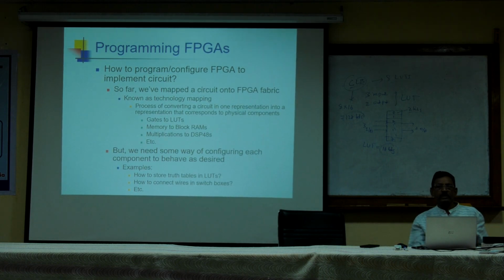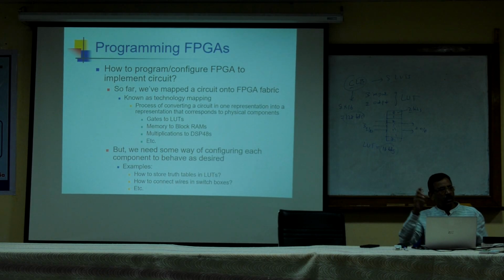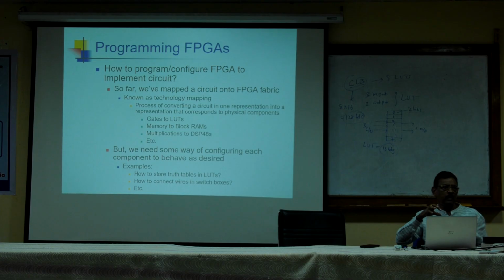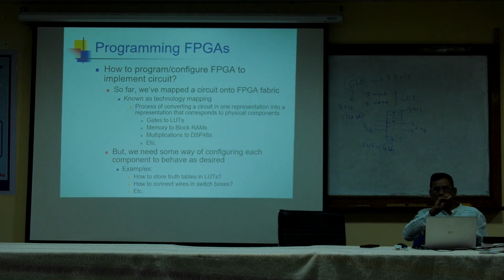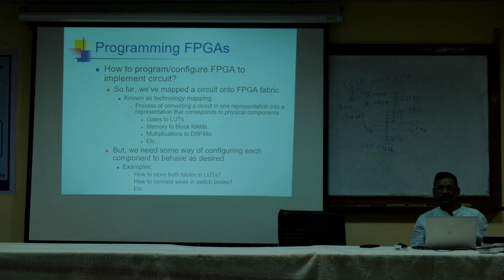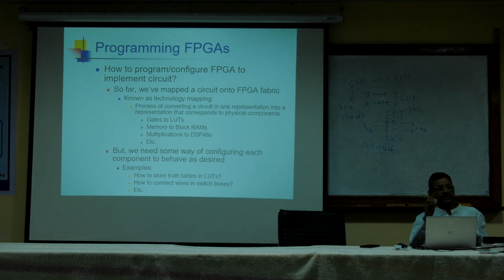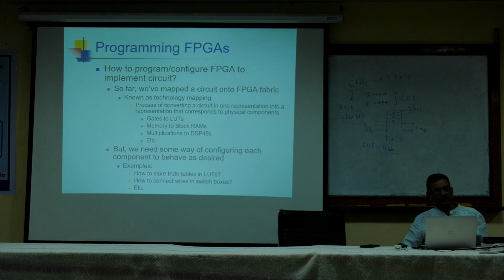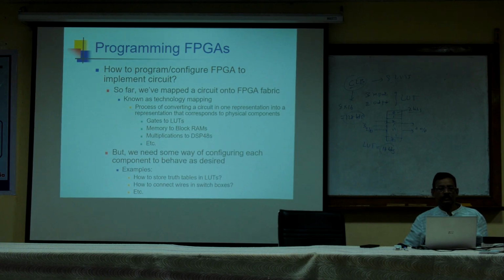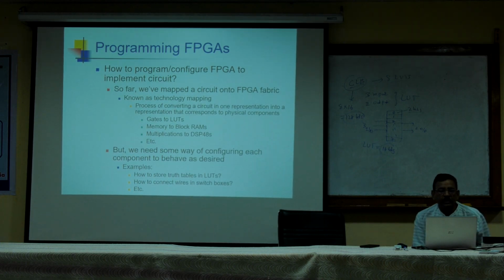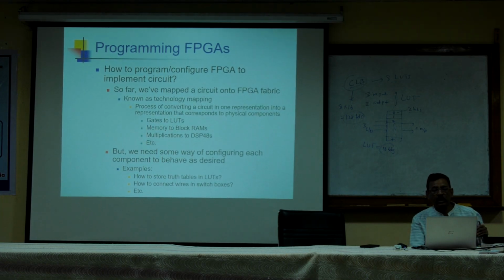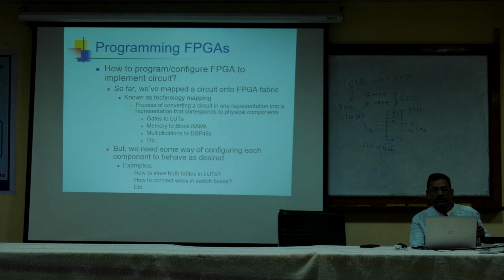So the mapping is: all gates will be mapped to LUTs. Memory block and memory array declarations, the data storage in the arrays you write in the program, will be mapped to block RAMs. Multiplications will be mapped to DSP. But we need some way of configuring each component to behave as desired. How to store the truth tables in LUTs and how to connect wires in the switch boxes, we will see.